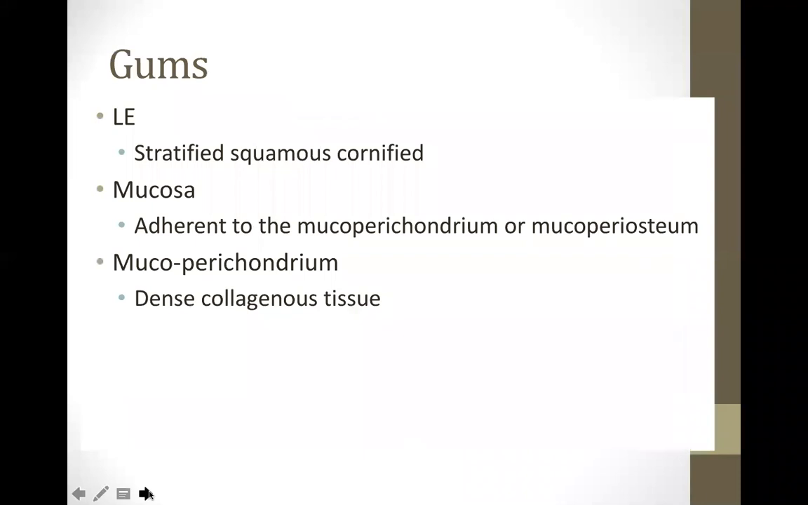Okay, so after the lips and the cheeks, let's go now to your gums. Your gums are lined with stratified squamous, take note, cornified epithelium. The mucosa is actually adherent to both the mucoperichondrium and the mucoperiosteum, either at the cartilage or at the bones. The perichondrium is more of a cartilage covering, and they are composed of dense collagenous or dense connective tissue. Okay?